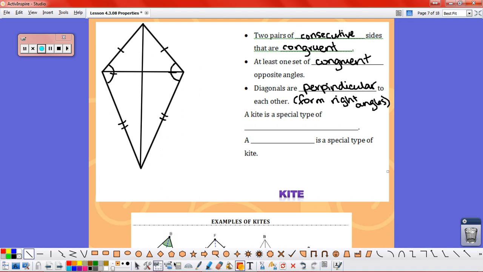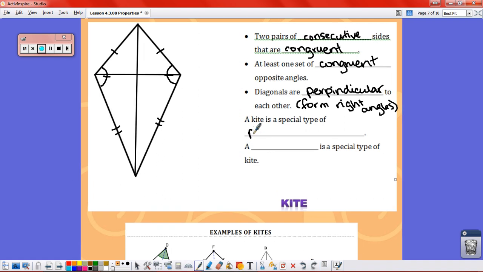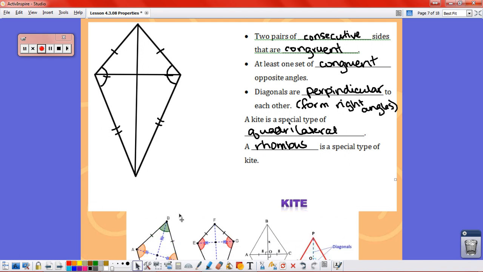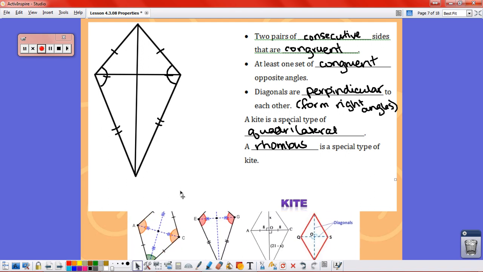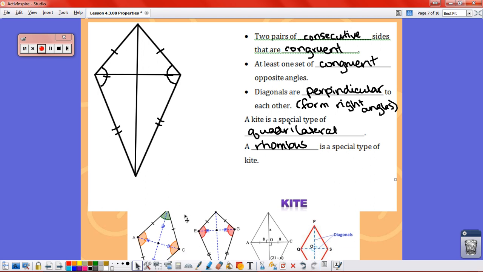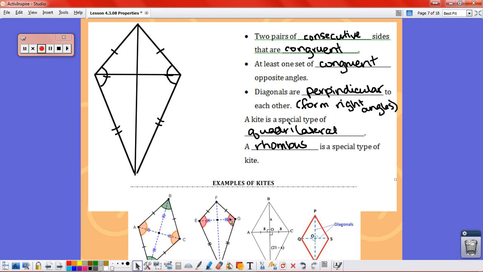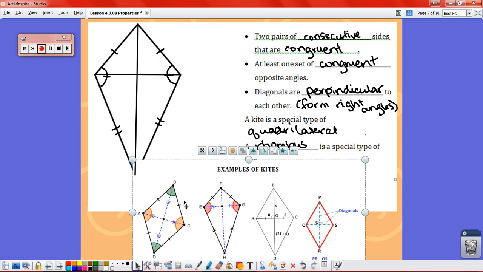A kite is a special type of quadrilateral. A rhombus is a special type of kite. Here are some more kites. And you can see a kite is kind of like the kite that you fly. It got its name because it looks like a kite. That's how they're shaped, usually.